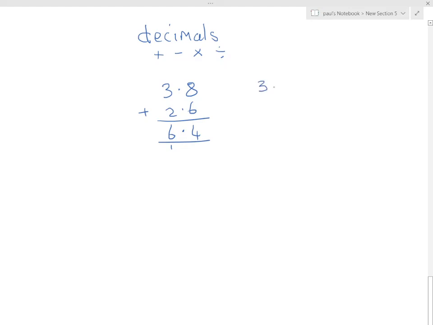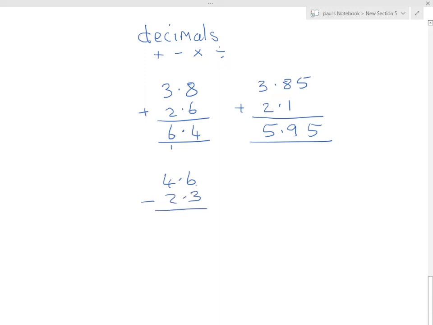If we've got 3.85 add 2.1, again set things out so that you've got the dots above each other in a column. You could put a 0 in there if you wanted to make it easy, but 5 and nothing make 5, 8 and 1 make 9, and 2 and 3 make 5. Now when we're subtracting, 4.6 minus 2.3, exactly the same. Keep them in a line. 6 minus 3 is 3. 4 minus 2 is 2.